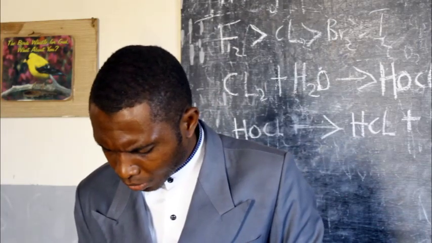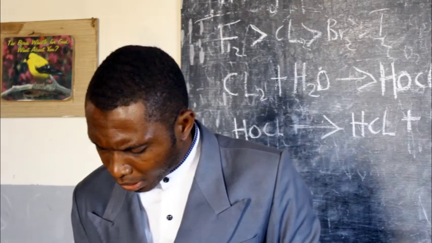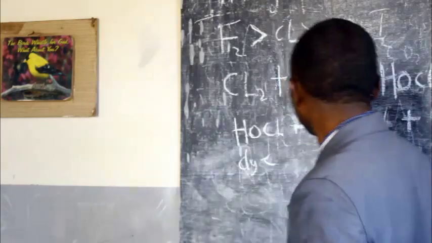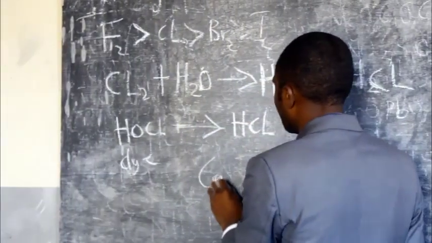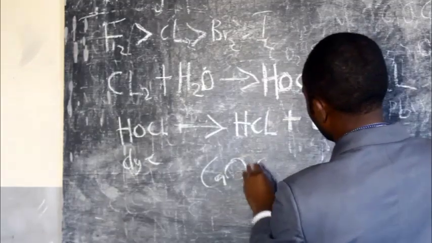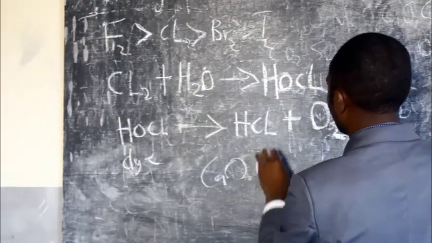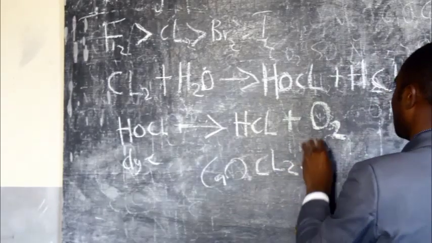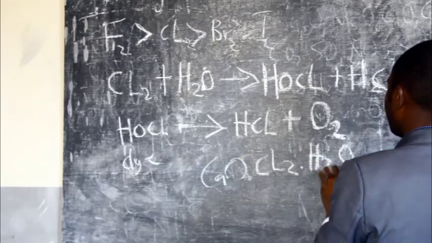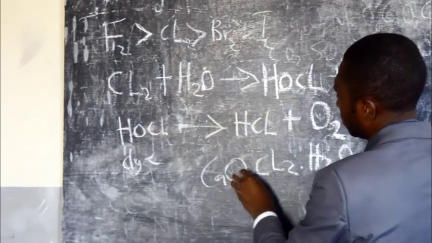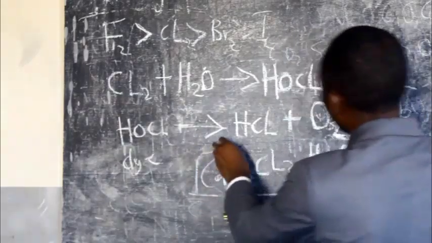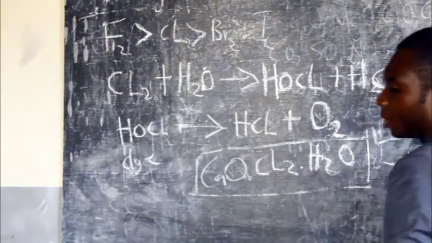Now, the formula for bleaching powder. Formula for what? Bleaching powder. So that's the formula for what? Bleaching powder. Thank you.